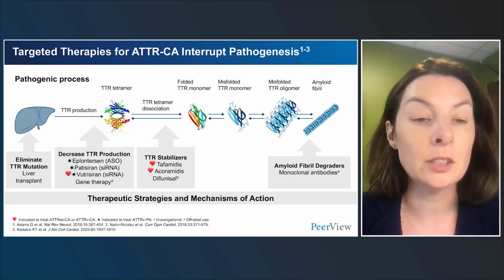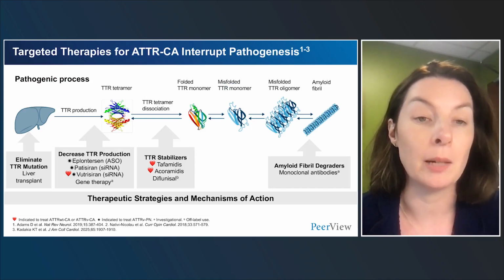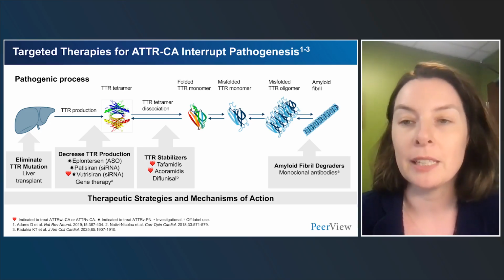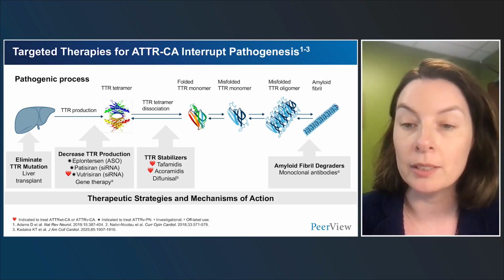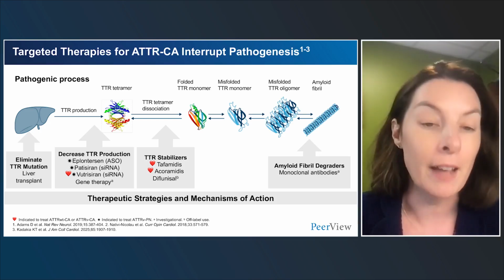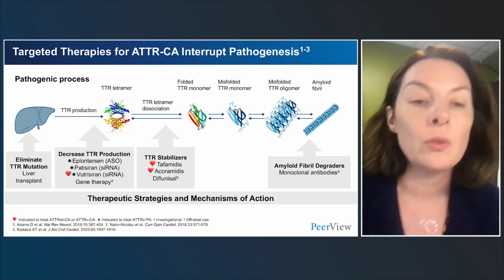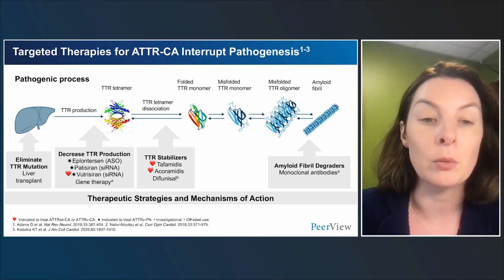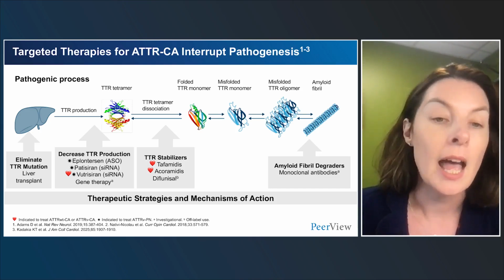So, as Dr. Watalas went over, we know the pathogenic process. What's really exciting now is that we have ways of targeting this. Liver transplant is now, I think, relegated to the history books because we have replaced it with really effective therapies. First, targeting production of the TTR at the level of the liver, we have gene silencers.